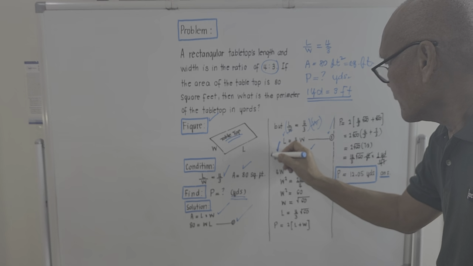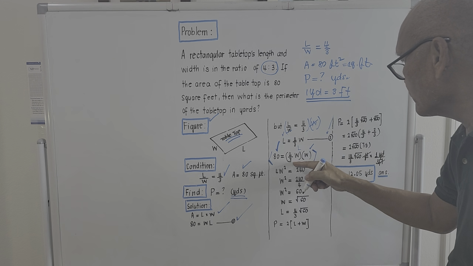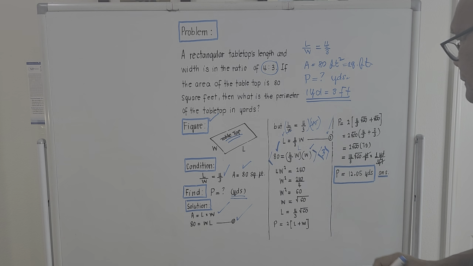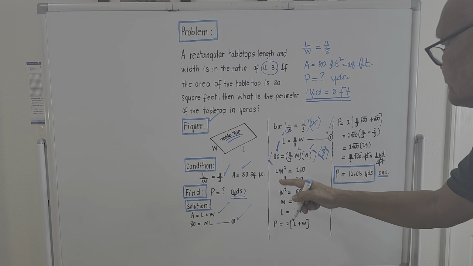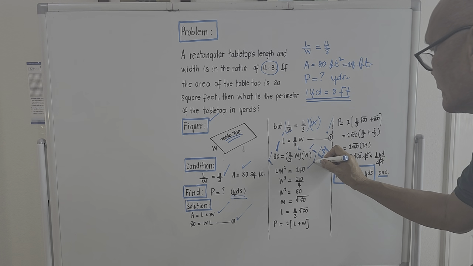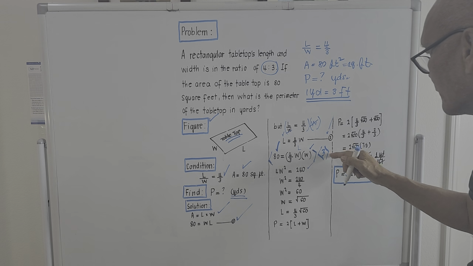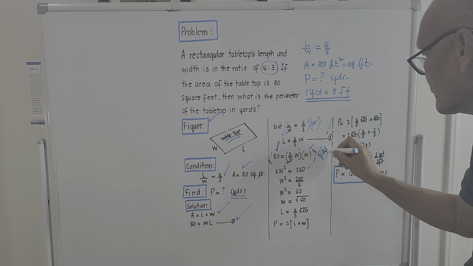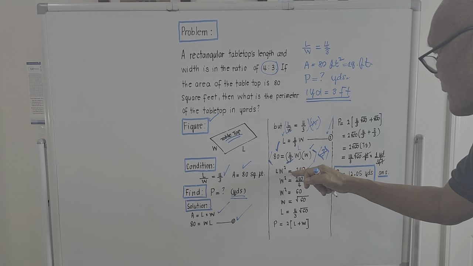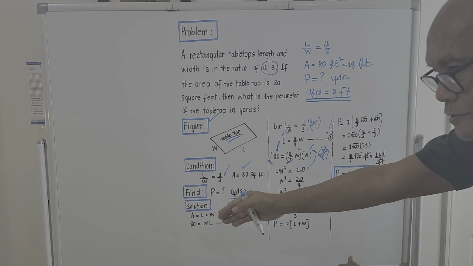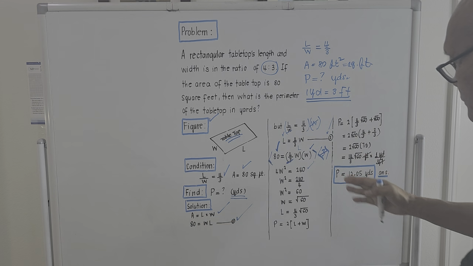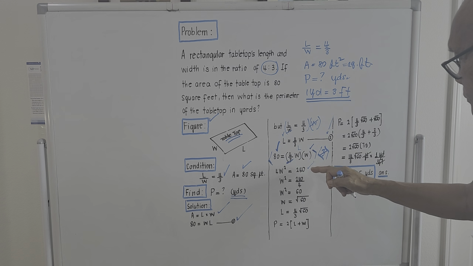We'll try to multiply this by 3 to eliminate this 3 here. 80 times 3 will be 240, right? And on the right hand side, multiplied by 3, this 3 here will disappear, so the right hand side will simply be 4W squared. Then I will rearrange, okay? I will put this on the left and this one on the right. So what comes out will be 4W squared equal to 240.